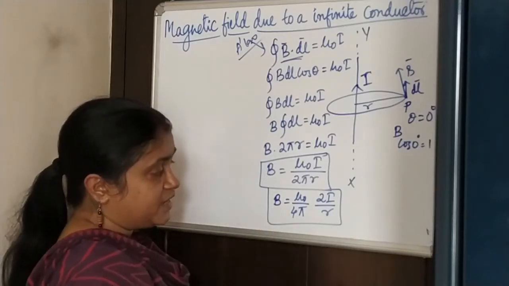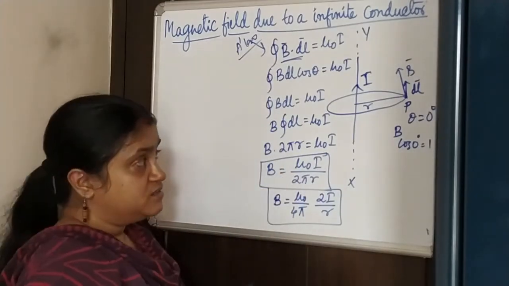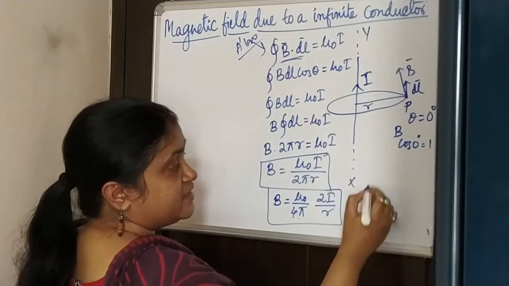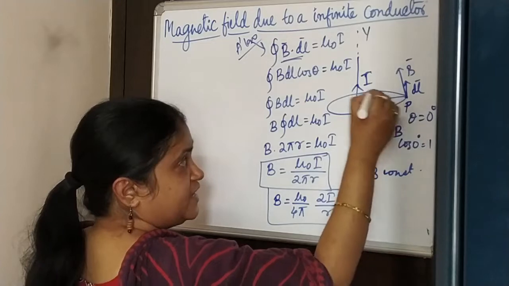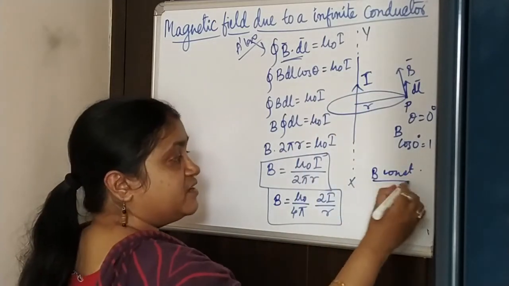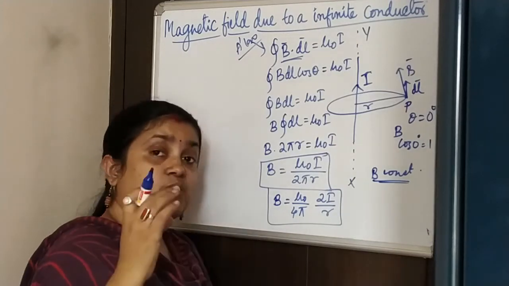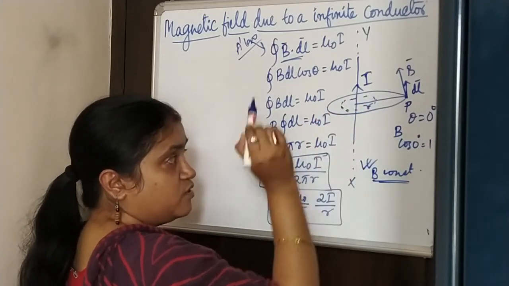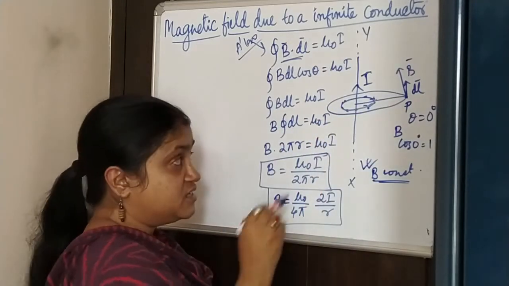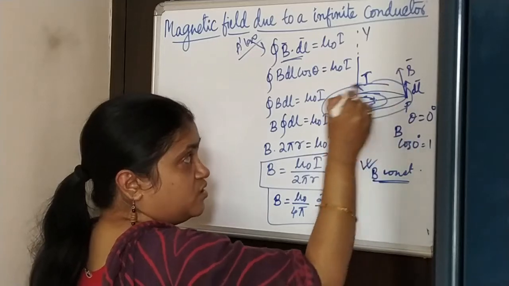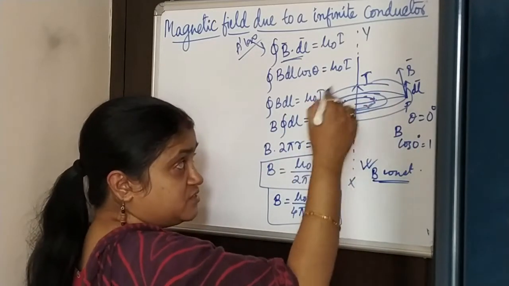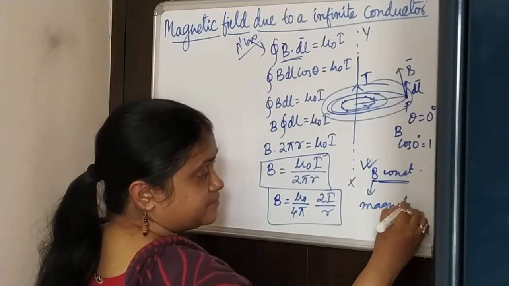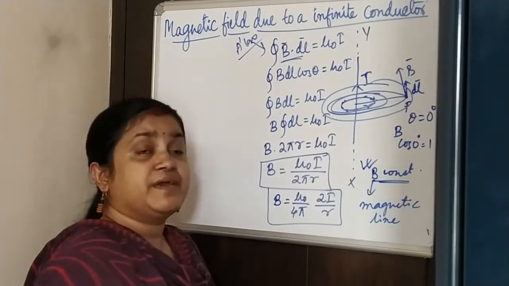Now what can we infer from this particular derivation? You see, throughout this Amperian loop the magnetic field is constant. You take any point on this loop, the magnetic field is always constant. Therefore, if I take all the points where the magnetic field is constant, they will form concentric circles. These concentric circles, where the magnetic fields are constant, are also called magnetic lines.